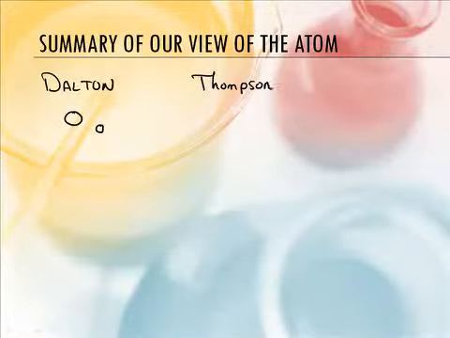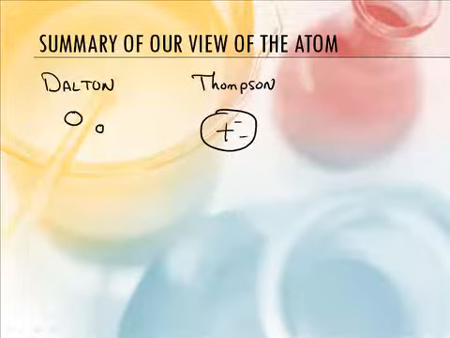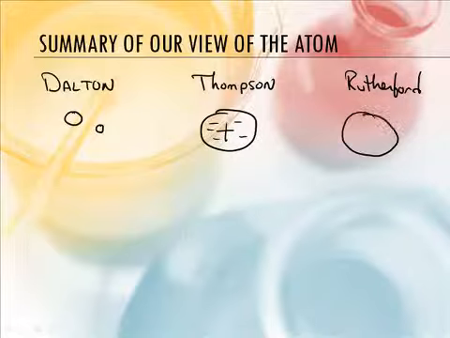Thomson said, yeah, they're spheres, so he agreed, except they have electrons in them. It's the plum pudding, cookie dough model. And then we meet Rutherford. He said there's this nucleus, but it's so tiny. Tiny, dense, and positively charged. And the electrons are somewhere on the outside. Lastly, there's still another guy, but we'll deal with him later.